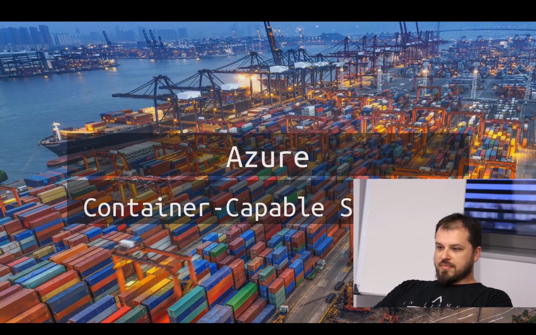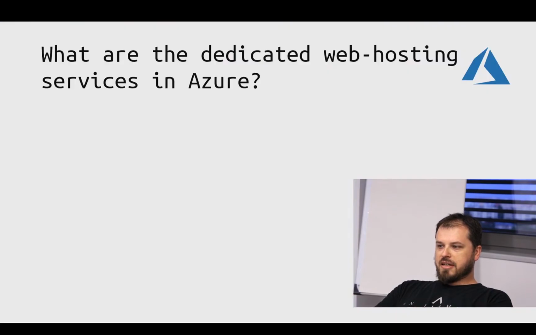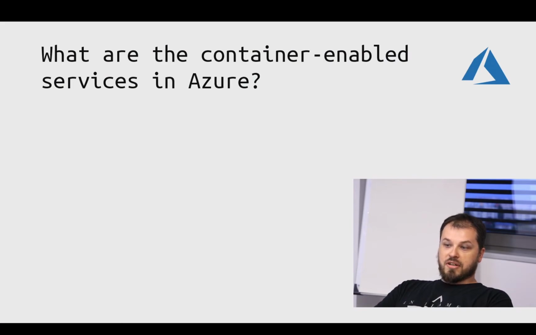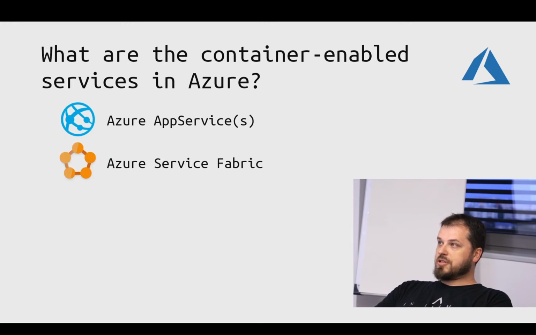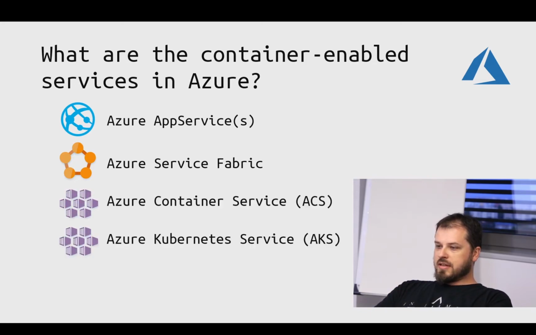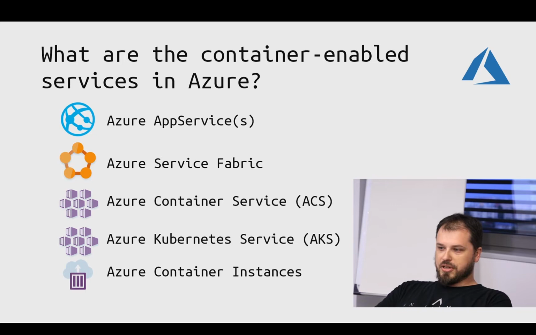And the question one might be asking themselves is, what are the dedicated web hosting services in Azure right now? Those are Azure App Services. But what are the container-enabled services in Azure? Those are Azure App Services, Azure Service Fabric, the scheduler which I've mentioned already. This is the thing on top of which Azure runs. Azure Container Service, Azure Kubernetes Service, and Azure Container Instances. So there's a lot to pick from.